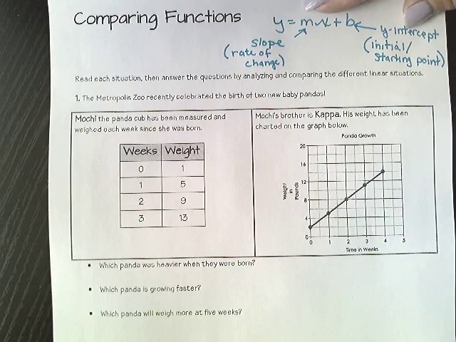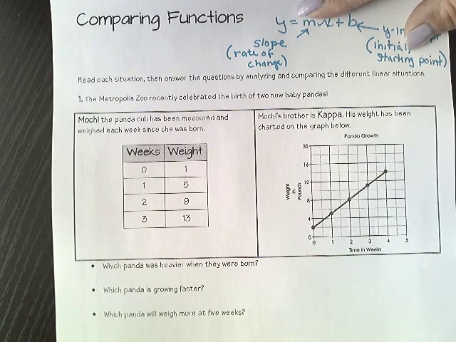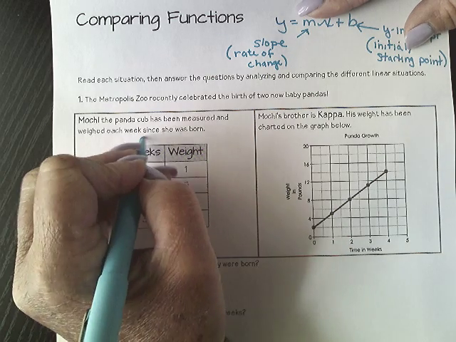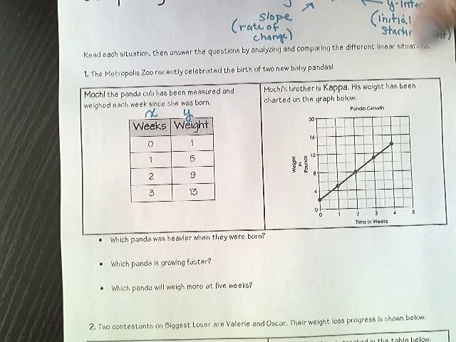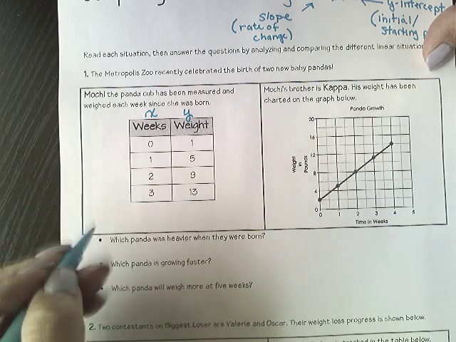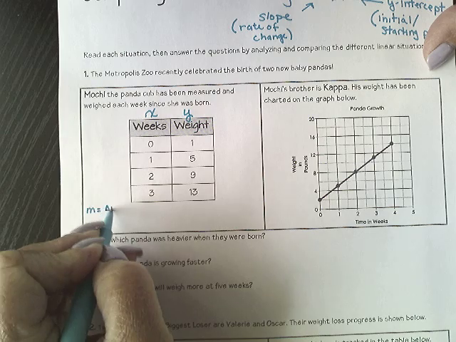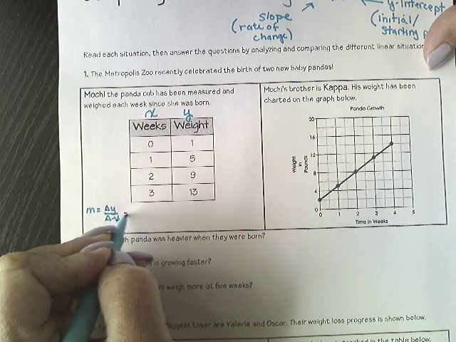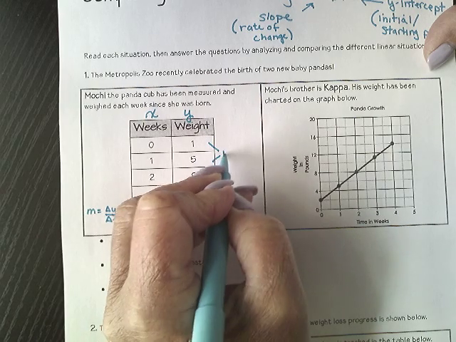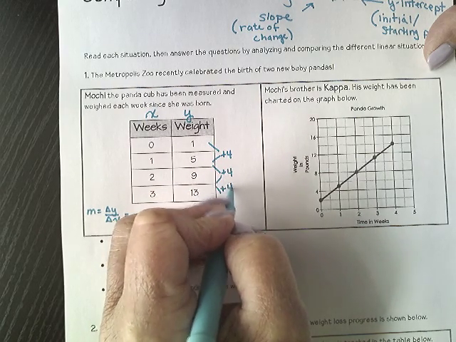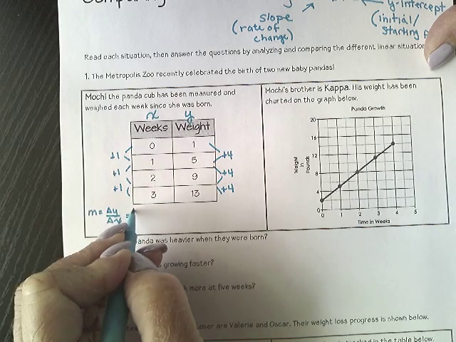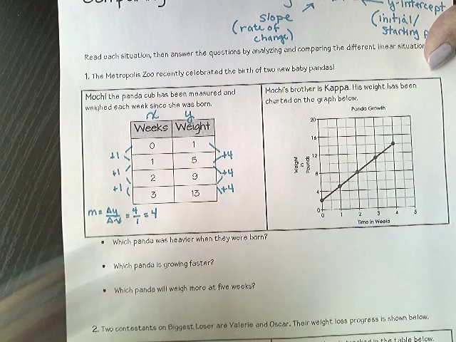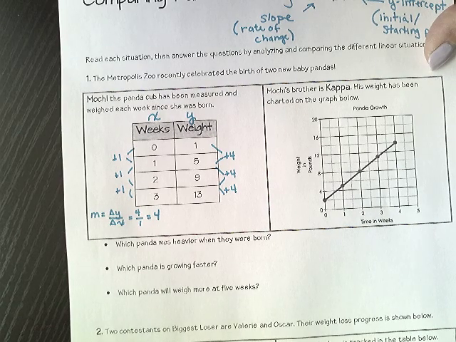Okay, so first one is Mochi. Mochi the panda cub has been measured and weighed each week since she was born. Weeks is X, weight is Y. We need to find the slope and we need to find the y-intercept. So our m is equal to the change in y over the change in x. What's our change in y? Plus 4. What is our change in x? Plus 1. Slope is 4 over 1, which is equal to 4. So Mochi gains 4 pounds each week.